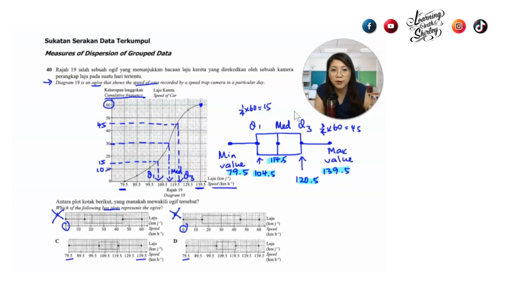Then we look at the maximum value, 139.5. Here's 139.5, 139.5. Now we compare the median, 114.5. The median is over here, and the median for D is over here, 109.5. So definitely D is incorrect. This is 114.5, so we confirm our answer is C.